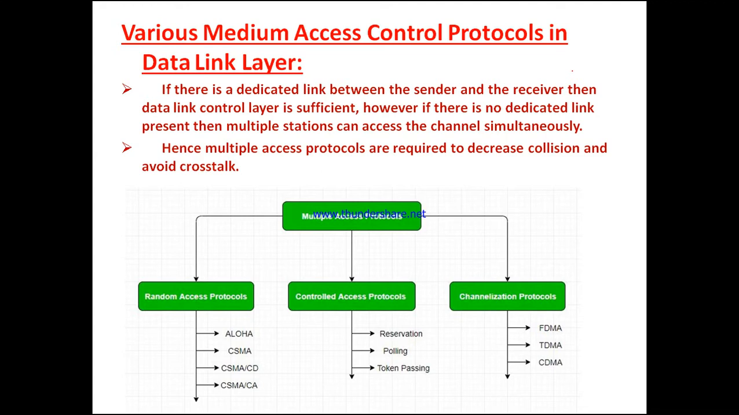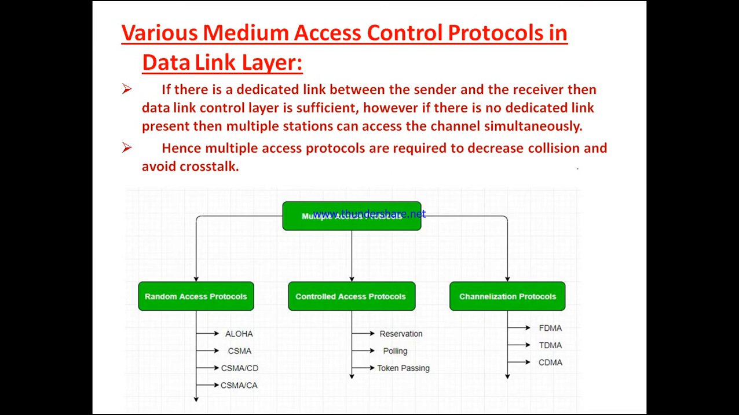Just as I told you in the classroom, if more than 20 students are answering the question at the same time, everyone makes crosstalk noise only. So the faculty can't tell who is saying the answer correctly. The job of the faculty is to get the answer from student 1, student 2, and so on properly. Here we go for medium access control protocols, because these protocols are required to decrease the collision as well as avoid the crosstalk.